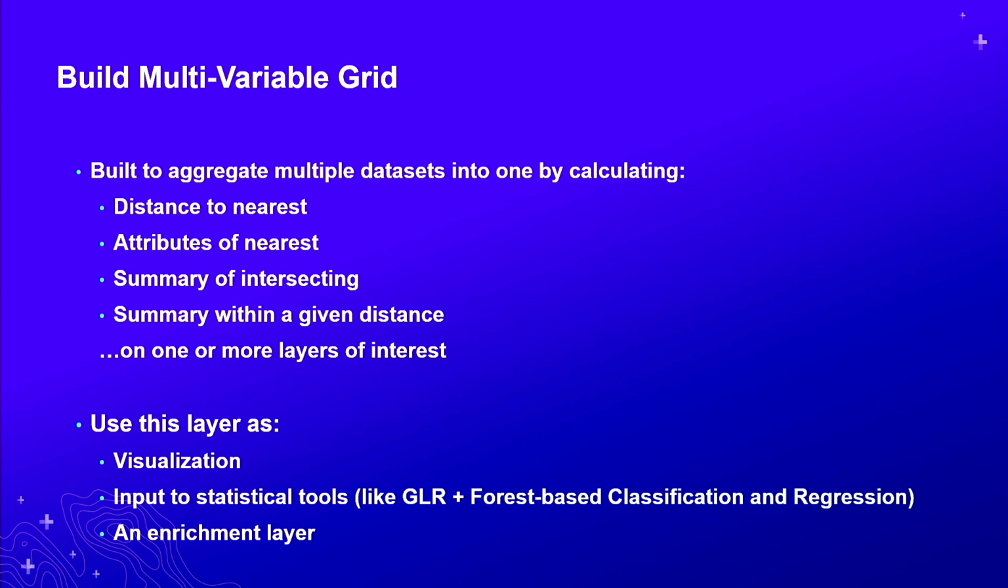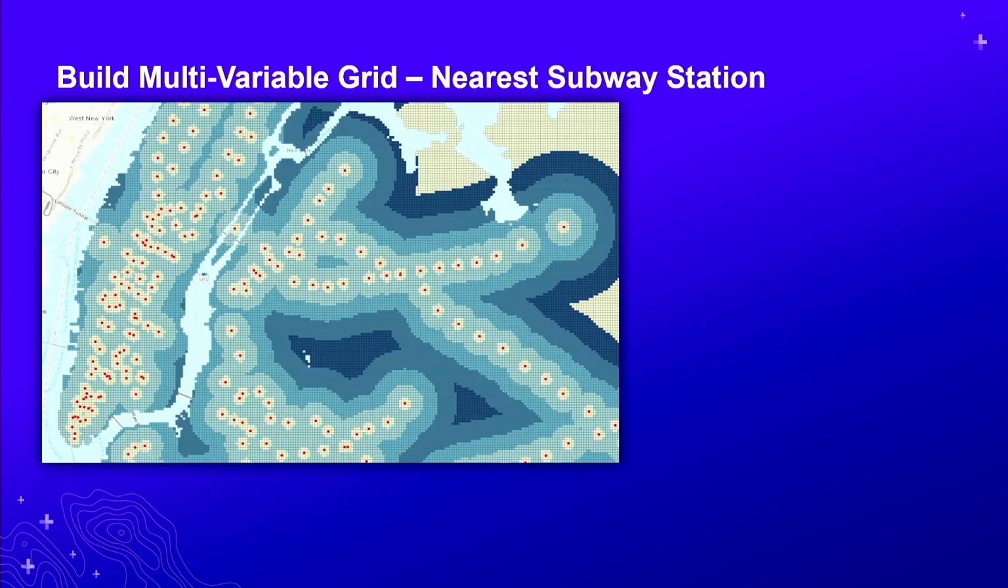So you're adding all of those attributes. This might not make sense yet until we look at a visualization of what we're doing. So this is what a grid would look like of the nearest subway station, for example. So we have the red dots for each subway station, and the grid result would be the distance to the nearest one.